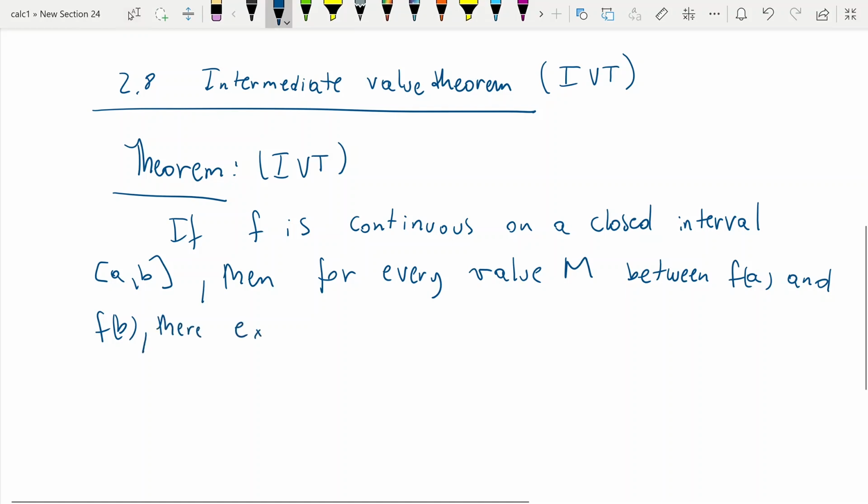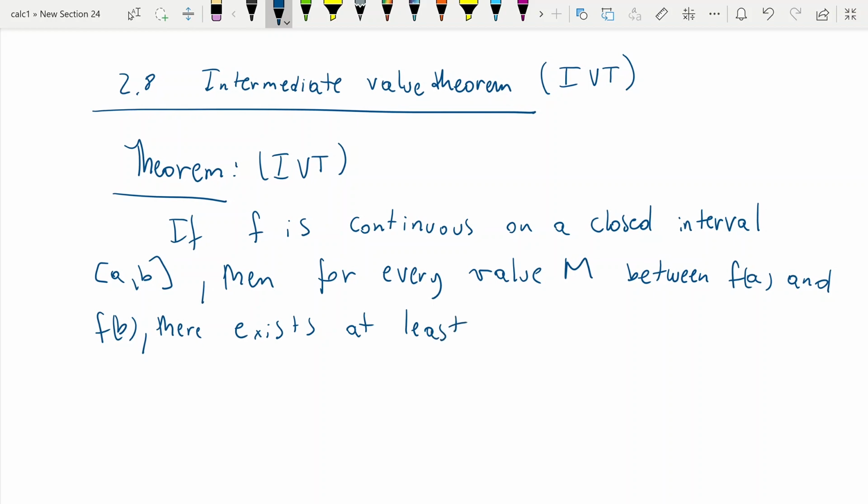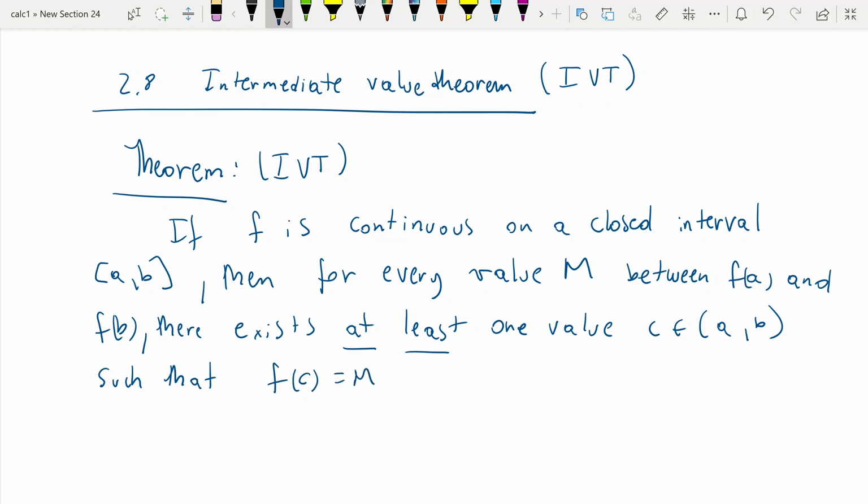there exists at least, and this is a very important part, at least one value c in the open interval, so it's not containing a and b, such that f of c is equal to m. And what does this mean?